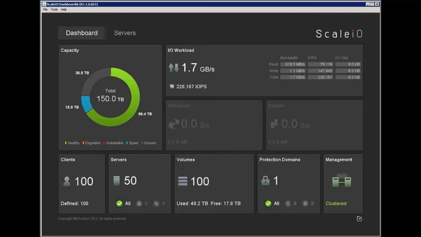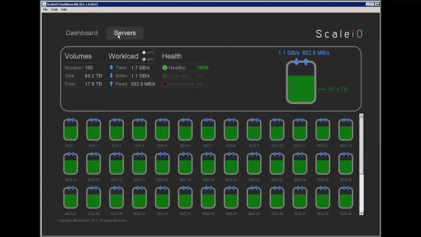This is a quick demonstration of EMC ScaleIO, a distributed software storage stack that can be used for transactional workloads. It uses the capacity that's local inside the servers, in this case 50 servers, inside a cluster to present shared storage that can be distributed to hosts, in this case 100 hosts.